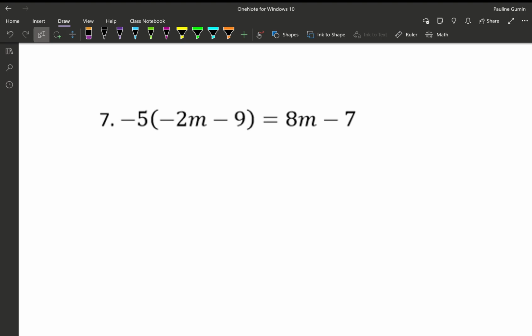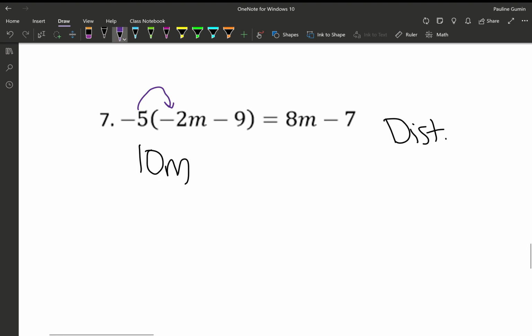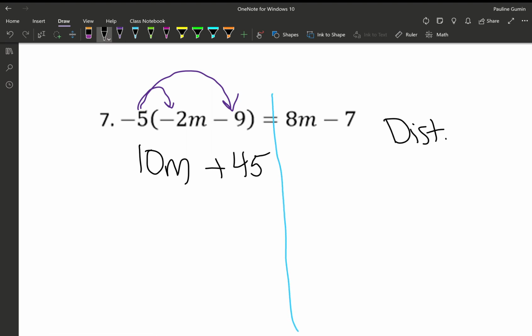Doesn't matter. Now the first step here is going to be to distribute. And I know that because I have a number in front of parentheses. Let's multiply. Negative 5 times negative 2m is positive 10m, because negative 5 times negative 2 is 10, and the m kind of tags along. Next, negative 5 times negative 9 is positive 45. Whoops, I forgot to write the line in the middle. The right-hand side, we're just going to go ahead and rewrite it.